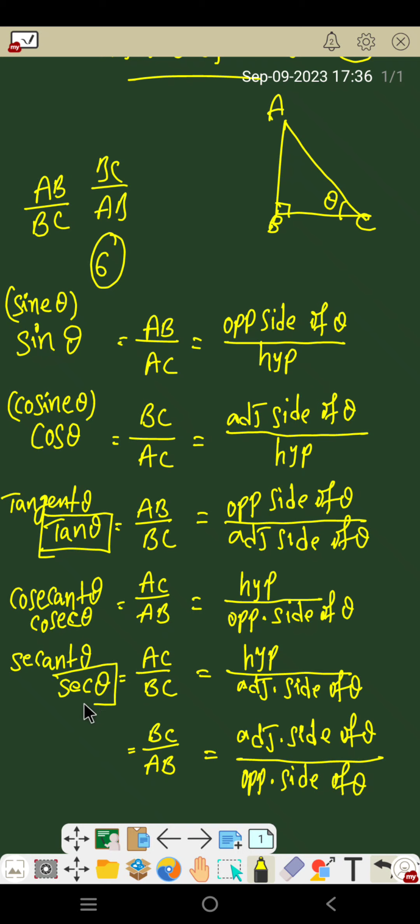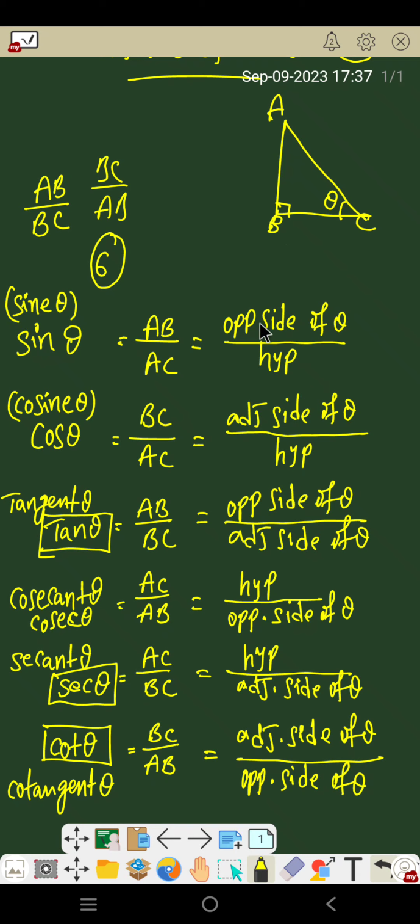Okay, secant theta. And the ratio of the adjacent side of theta to the opposite side of theta is called cot theta. Cot theta, in full form cotangent theta. Simply we are calling it cot theta. Okay, so these are the 6 ratios of trigonometry. It is a very basic concept, and these 6 ratios are very important to solve the upcoming problems.